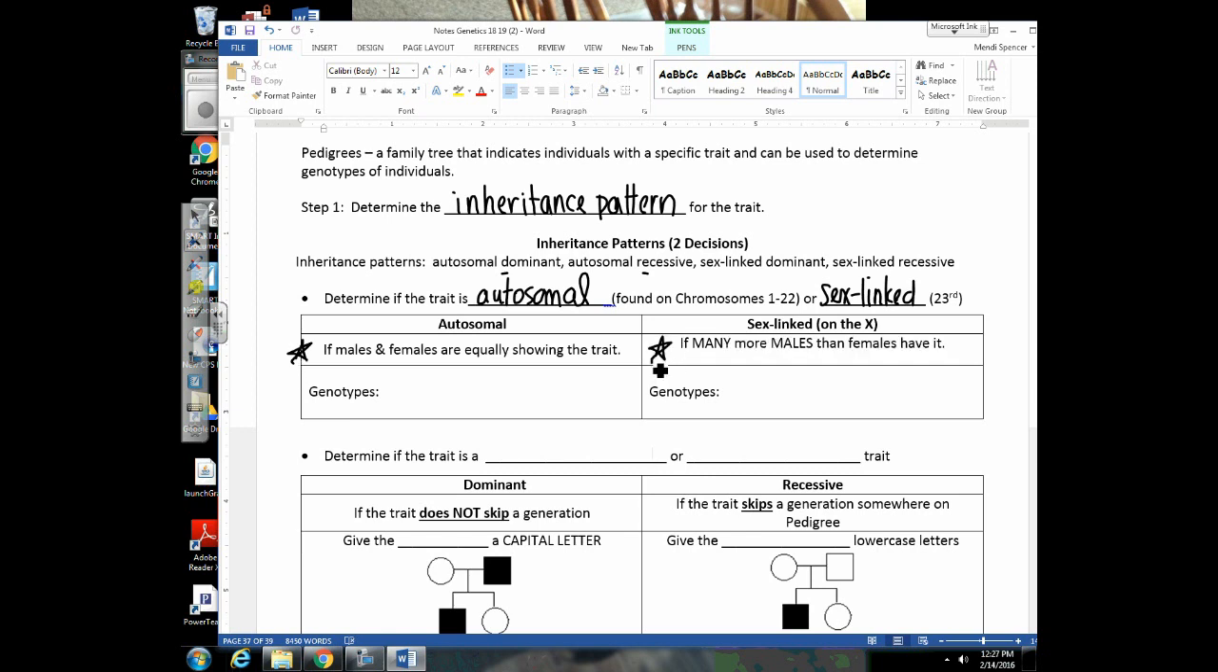Now here's your criteria for determining if the trait is autosomal or sex-linked. If males and females are equally showing the trait, we've talked about this before, then it's an autosomal trait. What this tells you is how to write your letters for the people in the pedigree. If it's an autosomal trait, then you're just going to write letters like this. If you determine that there are many more males than females that have it, a significant difference, they're not going to leave any question about whether it's sex-linked or not. You're going to see many more males than females having the trait. If you determine that it is sex-linked, then you need to write your genotypes on the different sex chromosomes. So you're going to be writing genotypes like this.